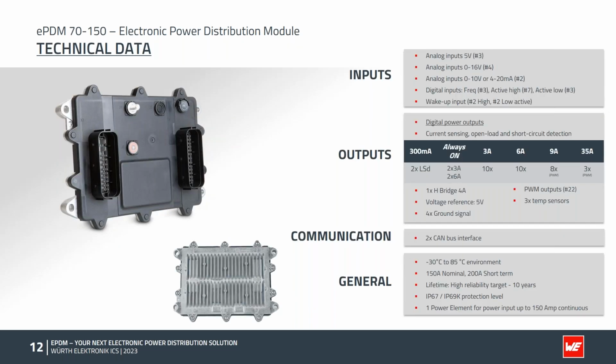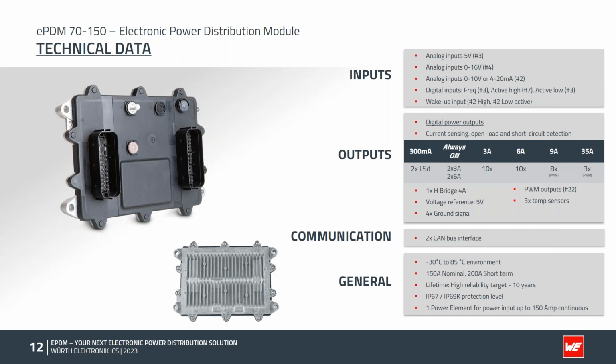The ePDM offers a large variety of outputs and a limited amount of inputs. You will find 9 analog inputs covering different voltage and current ranges: 3 5-volt, 4 16-volt, and 2 20-volt, 0 to 10 volt or 0 to 20 milliampere. On the digital input side, you will find 3 frequency inputs, 7 digital inputs high active, as well as 3 digital inputs low active, which 2 high active and low active are acting as wake up inputs as well.